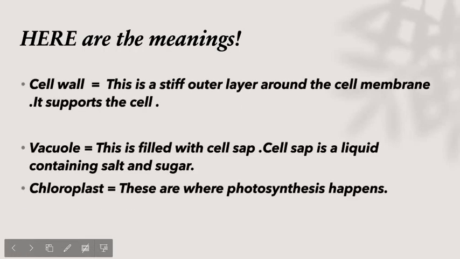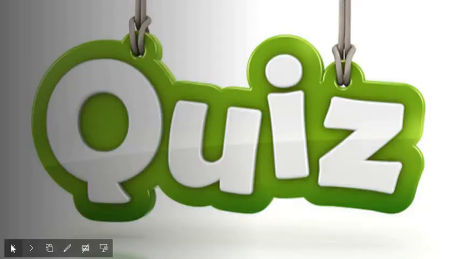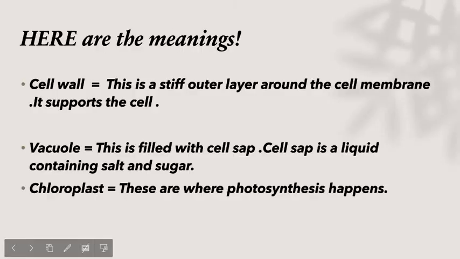Here are the meanings. So cell wall, this is a stiff outer layer around the cell membrane. It supports the cell. So what do I mean by stiff outer layer? It's like a really thin outer layer around the cell membrane. It just supports the cell.